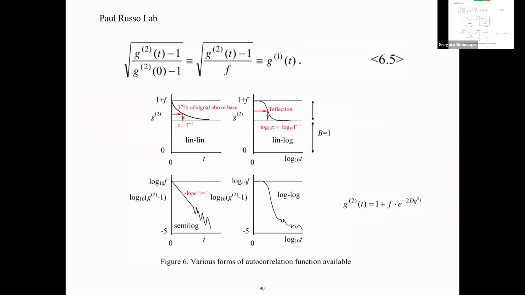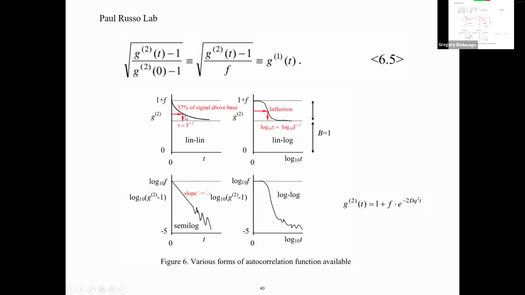There are several plots that people use. You can just plot the correlation function versus time, and it's going to look like that. That's an exponential decay. But it's not easy to see 37%. When you reach tau, you get 37% of the signal. 0.37 is 1 over e, where e is 2.7 something. So when your time equals tau, the exponent is minus t over tau, which is minus 1. That's 1 over e, that's 37%.